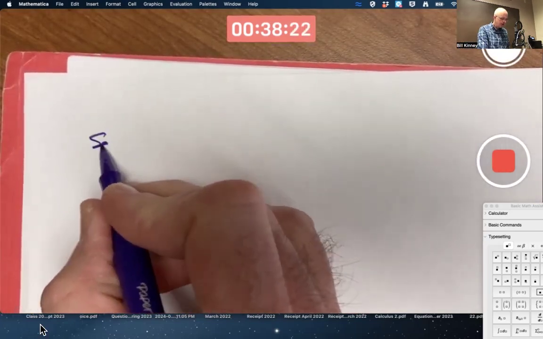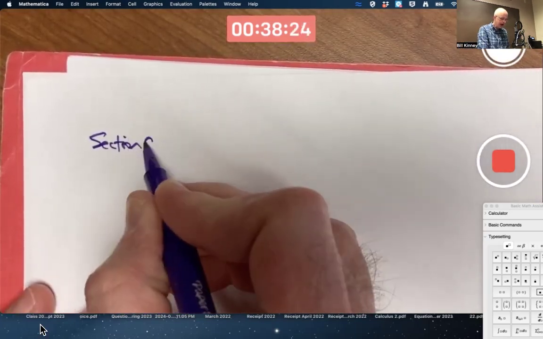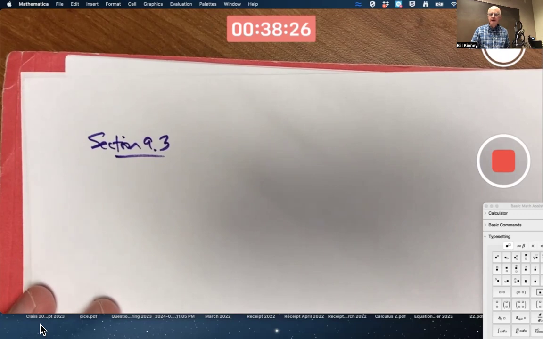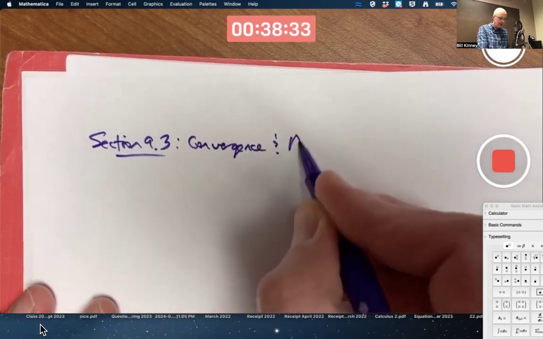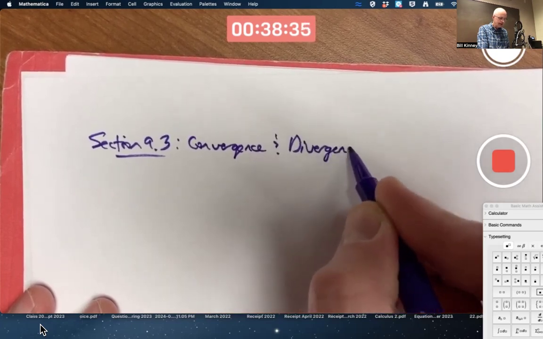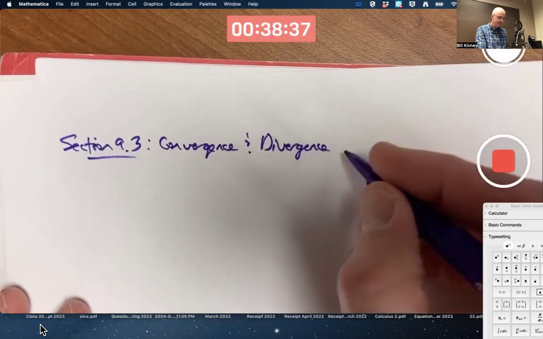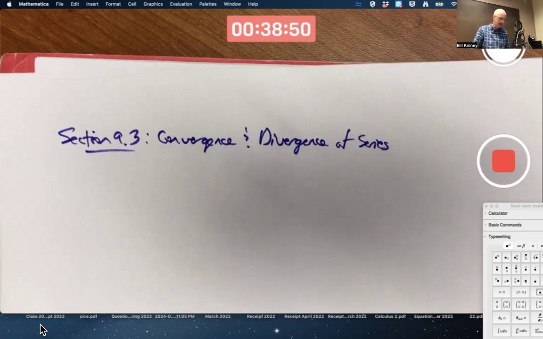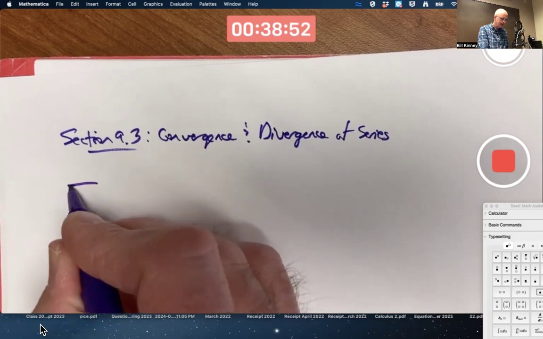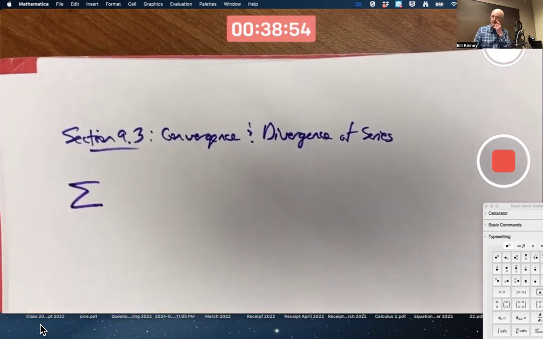Section 9.3 is about the general theory of convergence and divergence of series, though I will approach this considering examples. And the first example we're going to consider is one where the convergence or divergence is relatively easy to figure out. The series itself is a little strange looking.